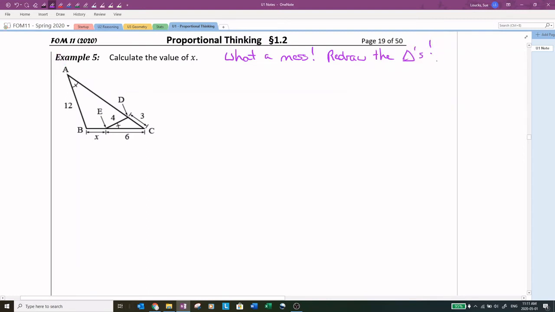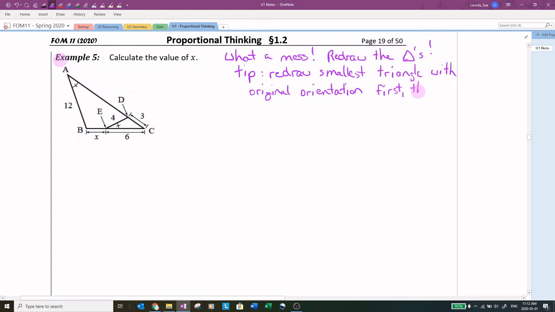And I have a tip for you. Be smart about your lazy. Redraw the smallest triangle with the original orientation first. Then rotate it. That's just one of those things that is going to make life easier for you.